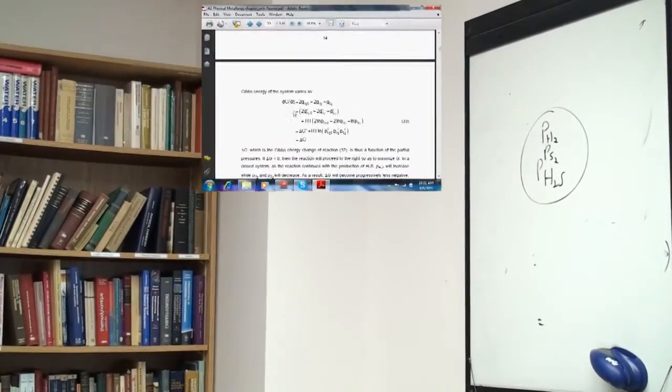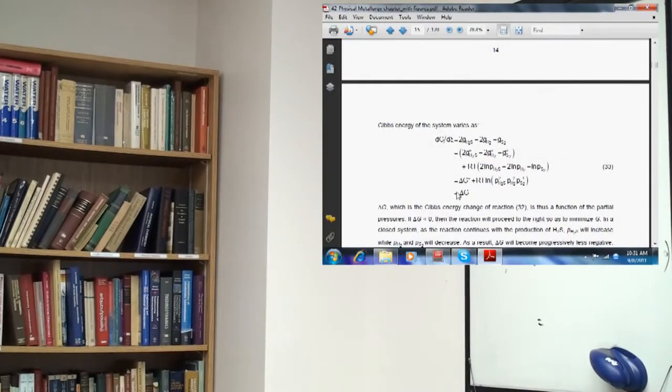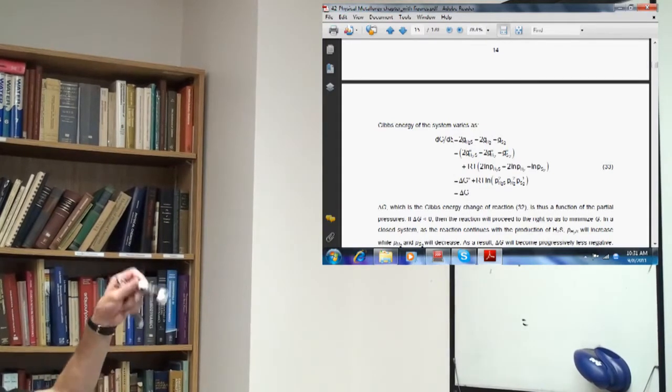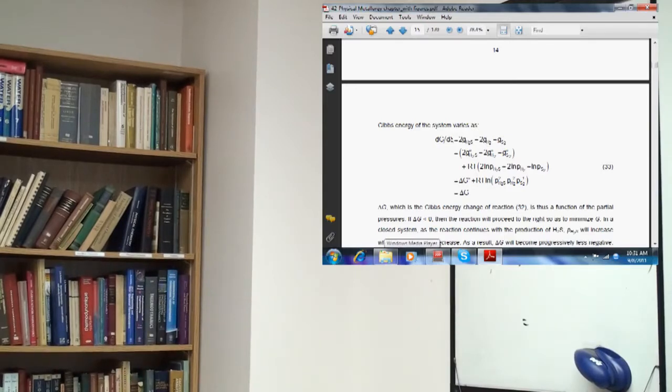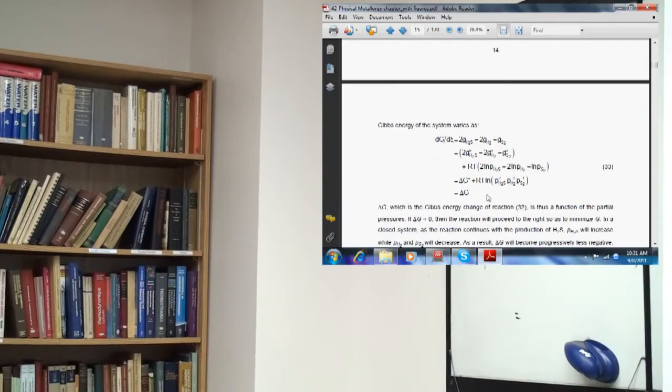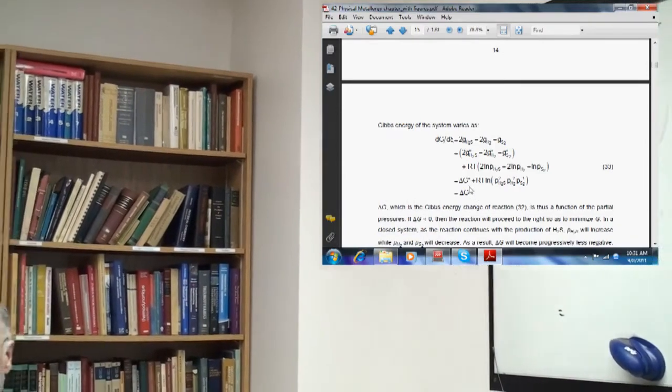Well, it will go to the right if delta G is negative. So delta G is not delta G naught. Delta G is the delta G for that reaction where the reactants and products are not in their standard state. They're not at 1 bar. Okay, I think this will keep coming up. It's a delta G. So I calculate delta G naught.